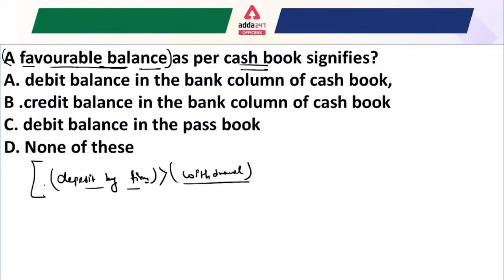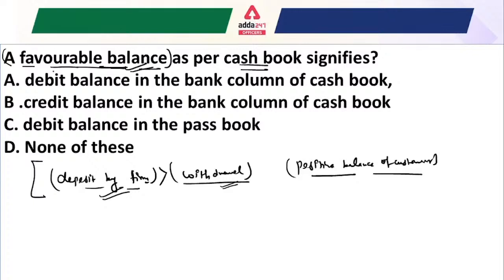So actually, if I say favorable balance, that is when the deposit by the firm is greater than the withdrawal. It represents the positive balance of the customer. Whenever we say positive balance of the customer, that represents the balance of the deposit held by the customer at the bank. Whatever deposit is held by the customer at the bank is known as a favorable balance. Okay, so such a balance will be a credit balance as per the passbook.